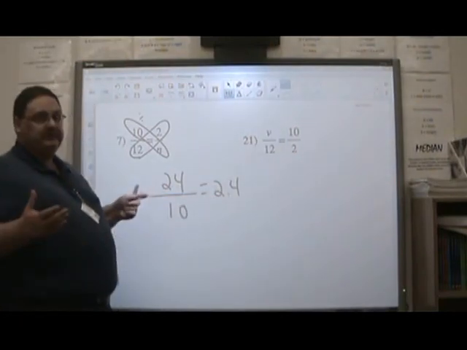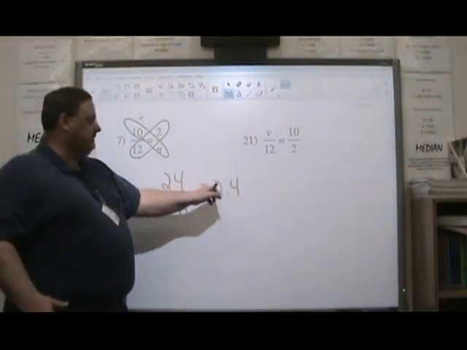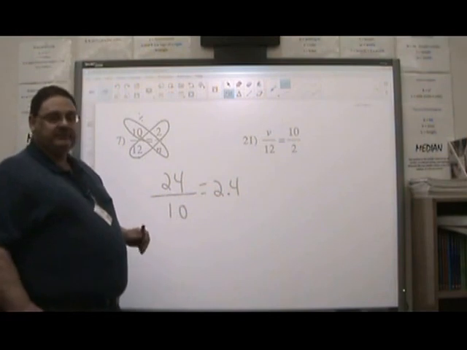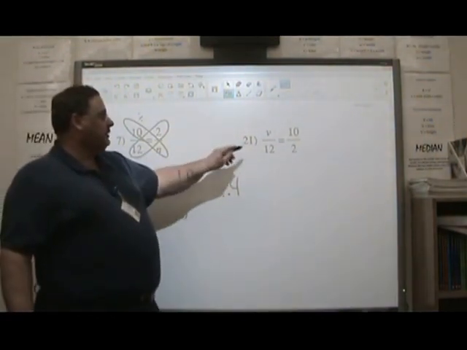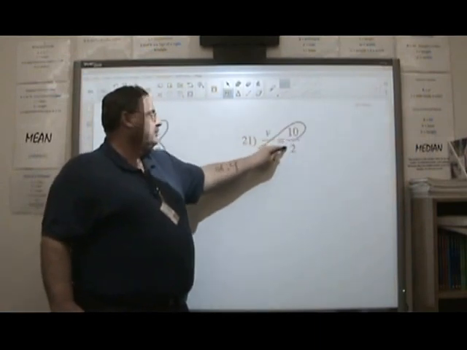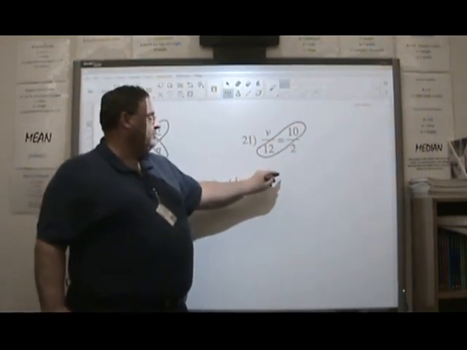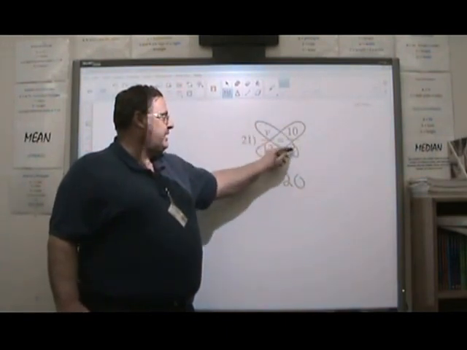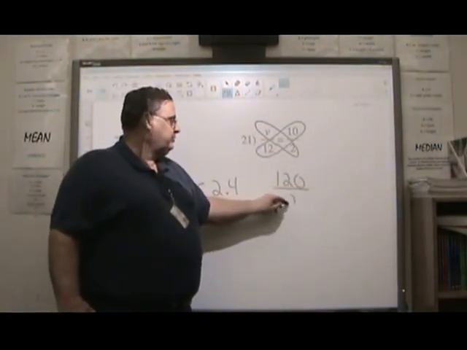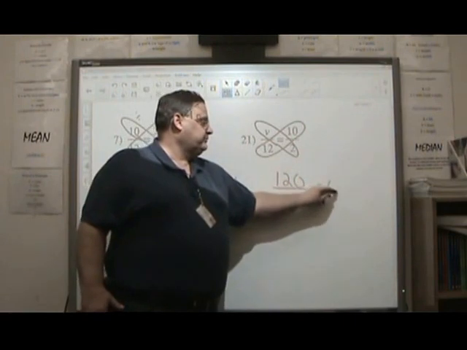And remember, I said you're not always going to get one that comes out nice and even as a whole number. Sometimes you will get a decimal. Okay? Over here then, what am I going to multiply? By 12 times 10, which is 120. And then I'm going to divide by the 2, which equals 60.